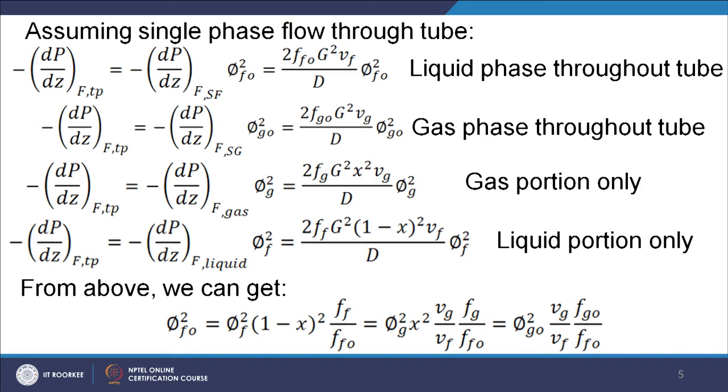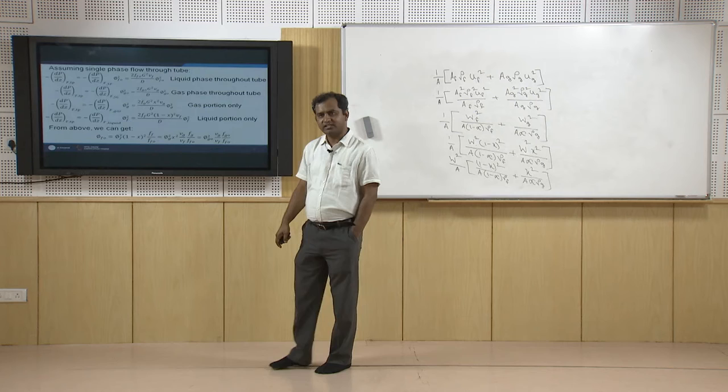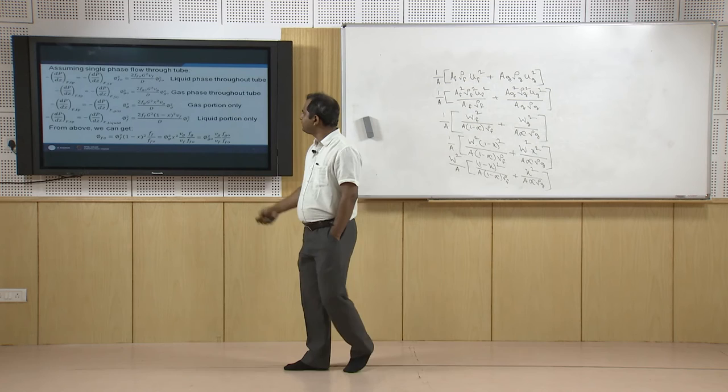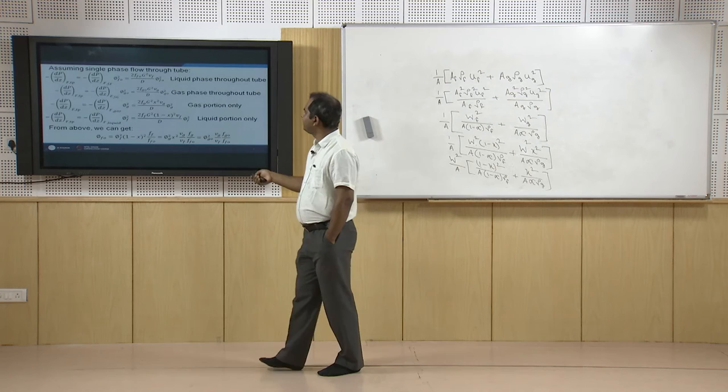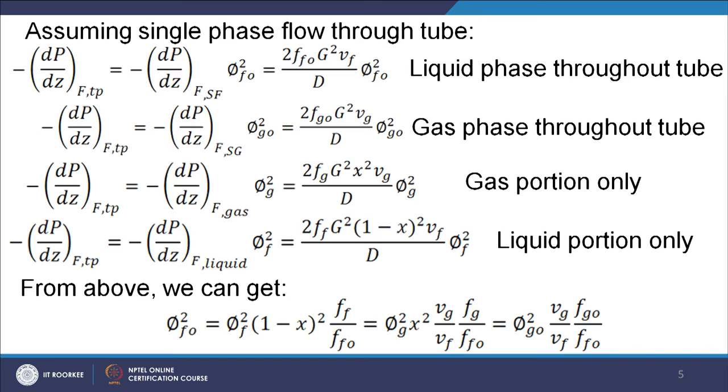Remember, this Fg will also be considered based on the gaseous phase properties. So, Reynolds number you have to calculate based on the gaseous phase properties. Similarly, we can go for the liquid portion. So, here you see we will be only considering the liquid portion over here. So, minus del P by del Z friction factor at liquid portion only, then phi F square, where phi F is for the liquid portion only. This is not considering that the whole pipeline is occupied by liquid, this is only the portion of the liquid we are considering, right. So, the friction factor will be 2 into Ff. All these Ff will be calculated based on the Reynolds number calculated with the liquid properties, and then Gf will be written over here. So, Gf square. Gf we can write down as G square into 1 minus x whole square multiplied by vf by D into phi F naught.